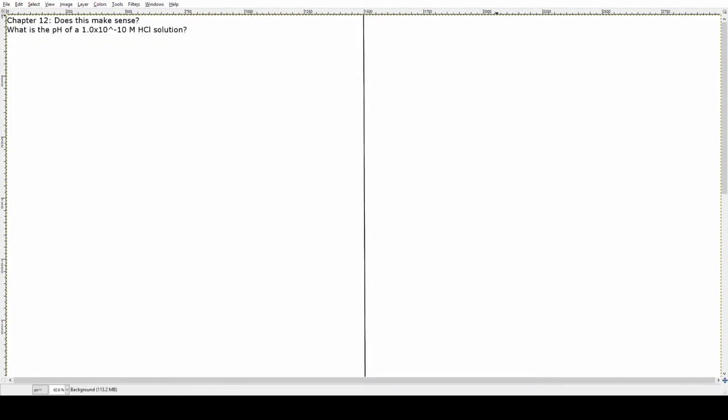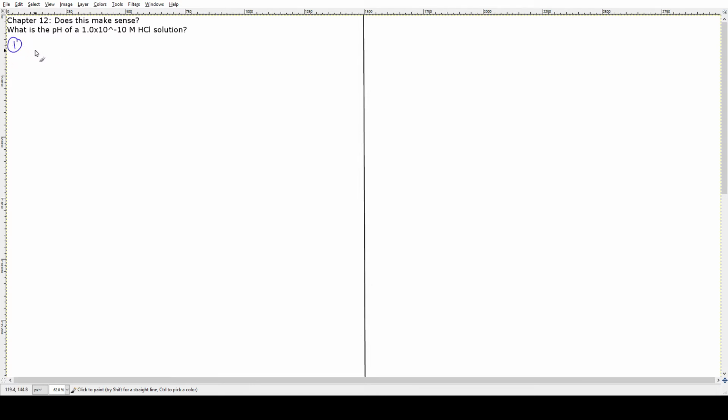Welcome to Chapter 12. Does this make sense? What is the pH of a 1.0 times 10 to the negative 10 molarity hydrochloric acid solution? Okay. That's a really small molarity. Very low concentration. Let's see what we end up with.